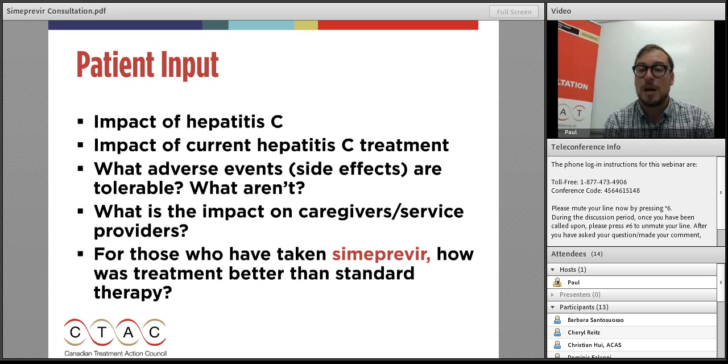What's the impact that hepatitis C and current hepatitis C treatment has on caregivers or service providers? And for those of you who have taken Simeprevir, and I know there are a couple on the call, so thank you very much for joining us, how is your treatment better than the current standard therapy in your view and your experience with adverse events? So those components are what's asked in our patient input survey.